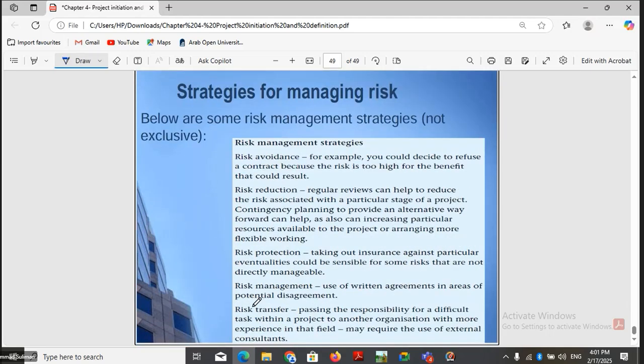Okay. Finally, what can we do? The risk management strategies, right, with the risk. So there are 5 risk management strategies that are given in this book of T227, which are risk avoidance. You avoid the risk. You refuse to take this contract or the risk, okay? Because the risk is too high compared to the benefits.